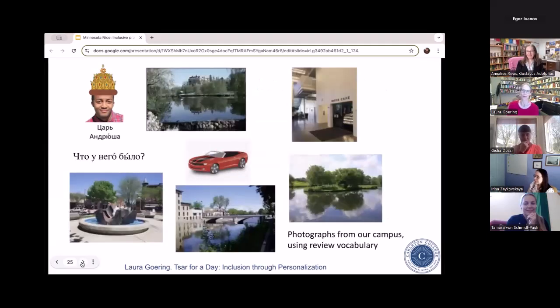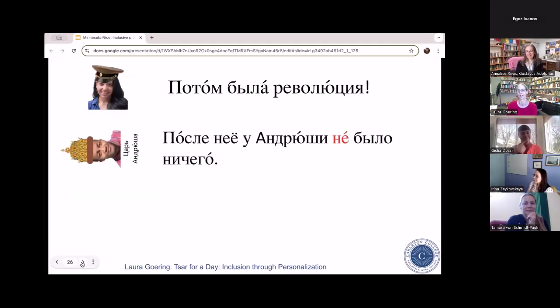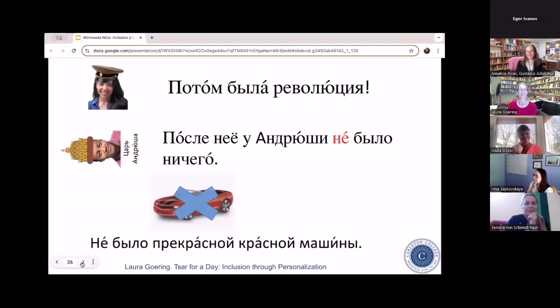And here, these are photos from around our campus that happen to be the vocabulary from this chapter. Что у него было озеро, у него был фонтан, and so forth. Go on. But then there's a revolution. The Tsar gets toppled, next slide, and loses everything. And then we can move on, next slide, to practice not having those things.